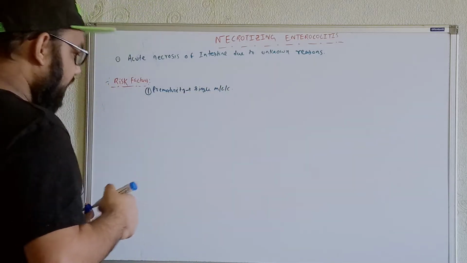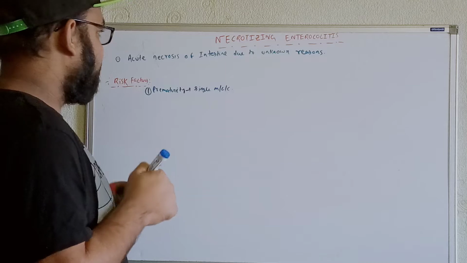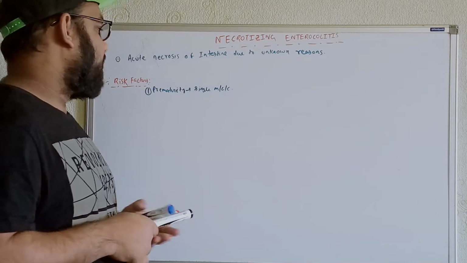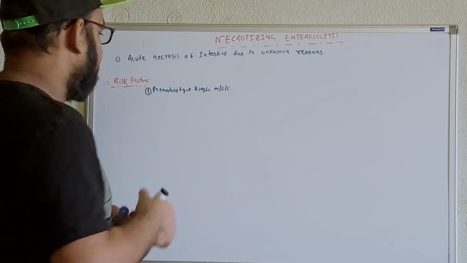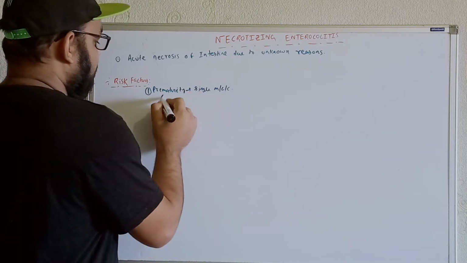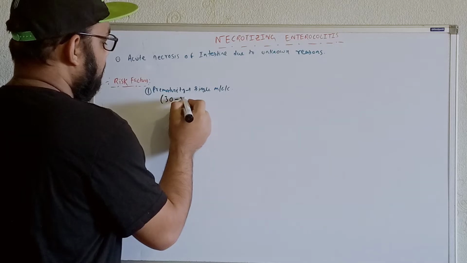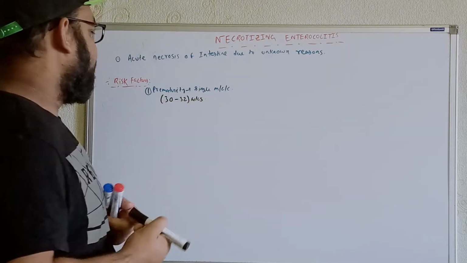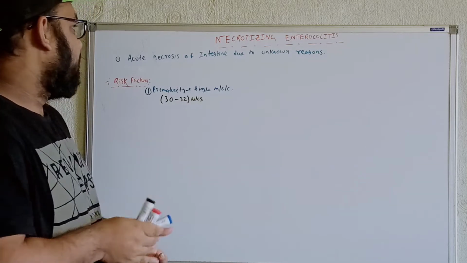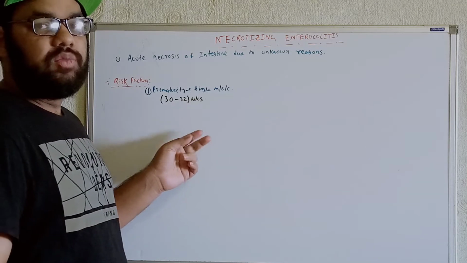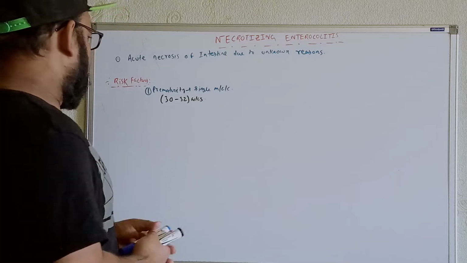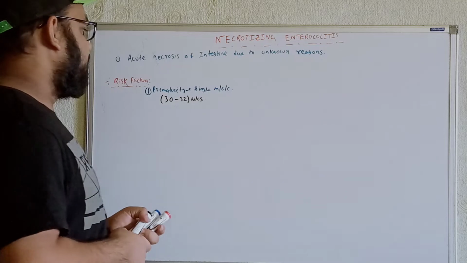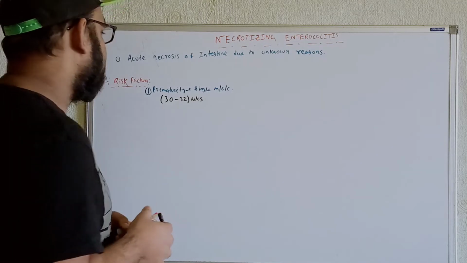Here basically we will see delivery around 30 to 32 weeks of gestational age. At this time, this type of prematurity can cause necrotizing enterocolitis, the most common cause. Now we'll talk about the other risk factors related to these things.